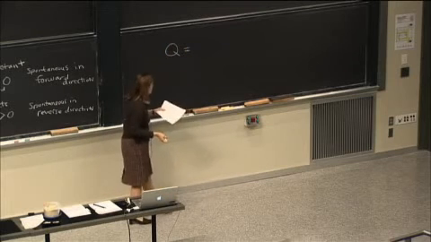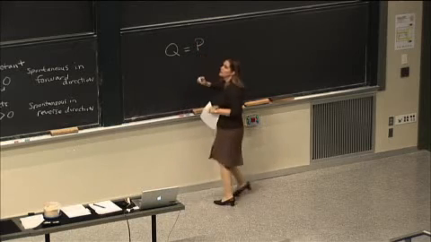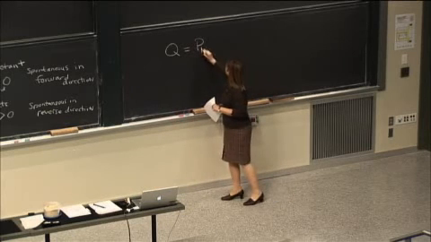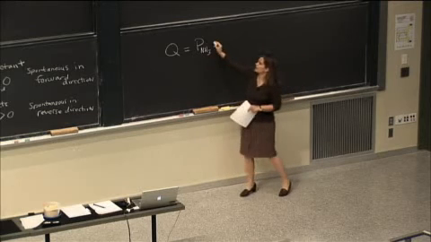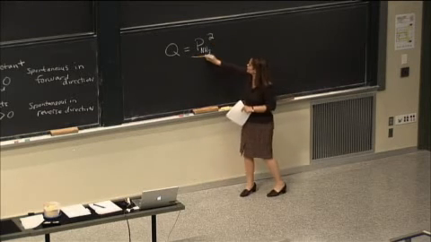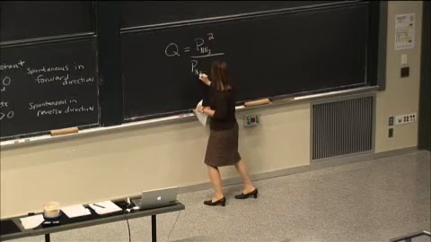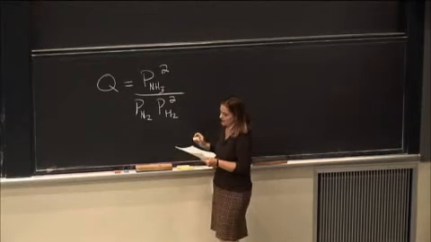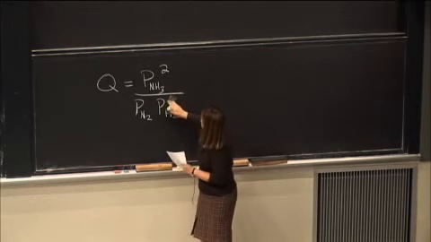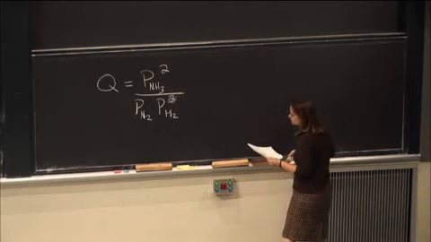So Q, we're going to talk about products over reactants. So we're going to talk about the partial pressure of the ammonia, and there are two of them being formed. Our reactants, we want to talk about the partial pressure of the nitrogen and the partial pressure of the hydrogen gas. And again, include the stoichiometry. So we have 3 there.